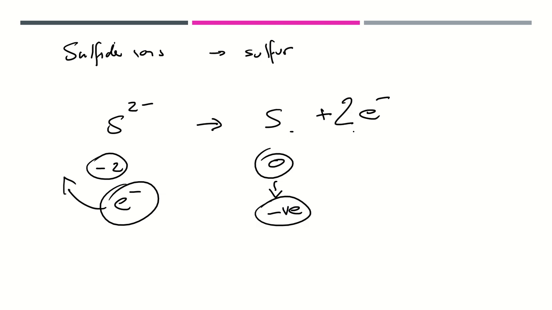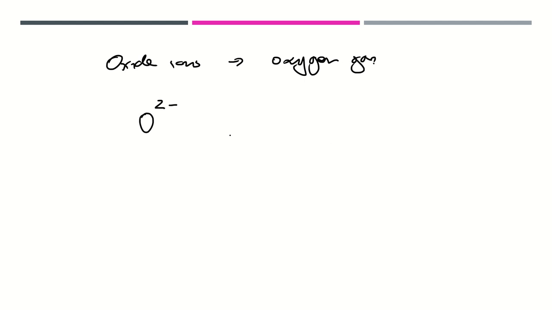How many do I need? Well, I'm going to need 2, because that gives me a total now of +2. So everything in that equation is now balanced. Okay, let's have a look at oxide ions turning into oxygen gas. Right, so oxide ions again are group 6, they're -2.